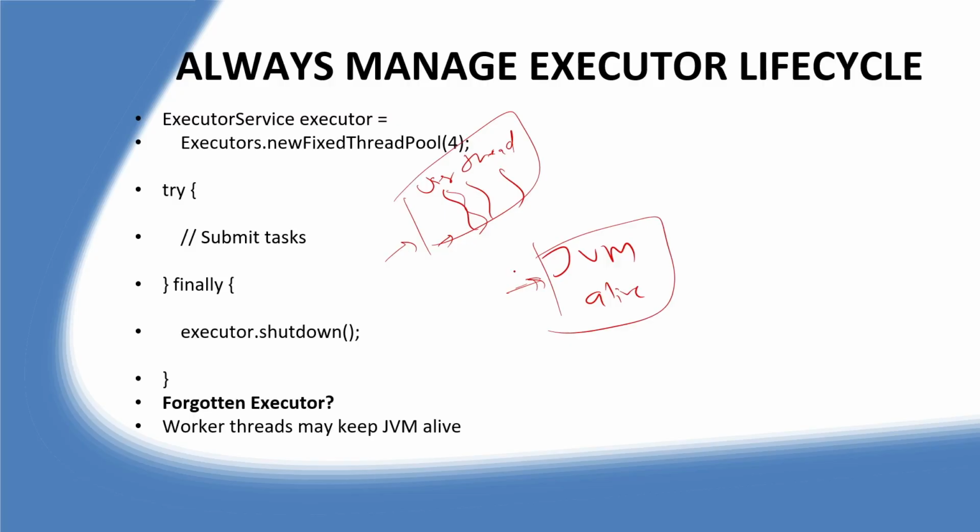So when we are finished submitting tasks, we need an appropriate shutdown strategy. For simple examples, that may involve calling shutdown. But in real applications, shutdown design may also involve waiting for tasks, handling timeouts, and deciding what to do if tasks do not terminate. So the important point is, if you create an executor, think about how and when it will be shut down.